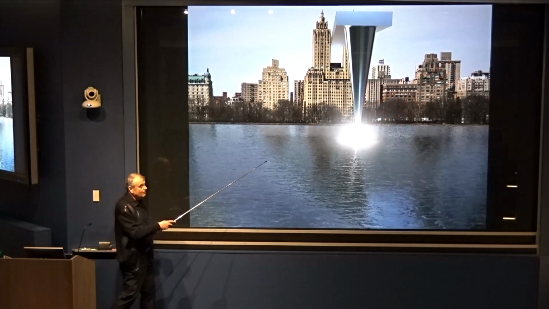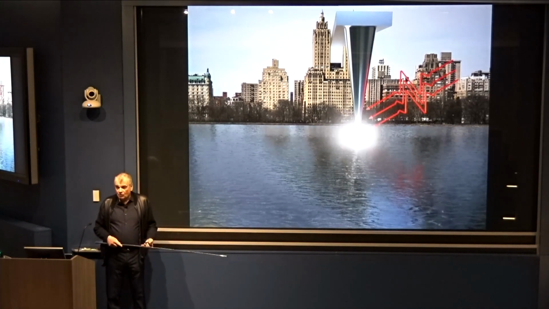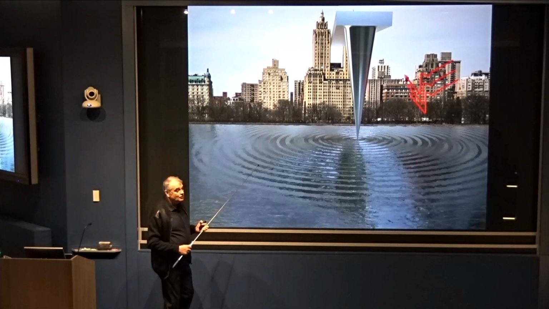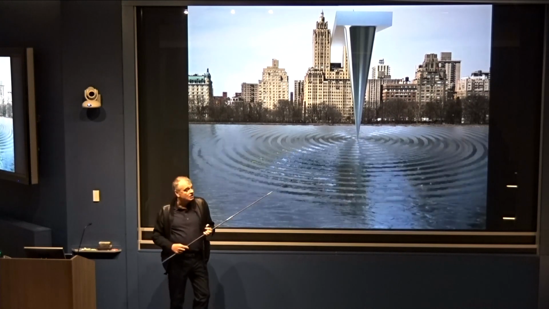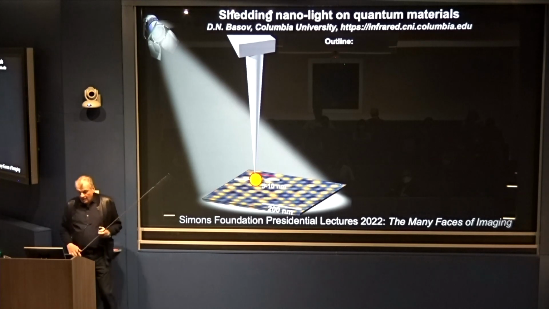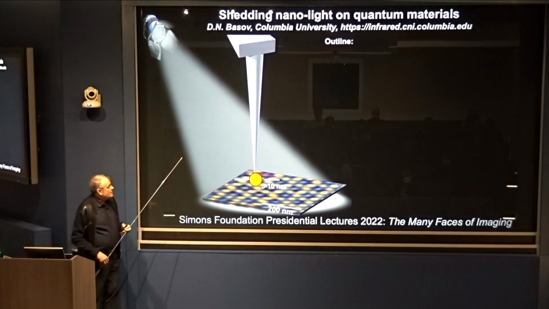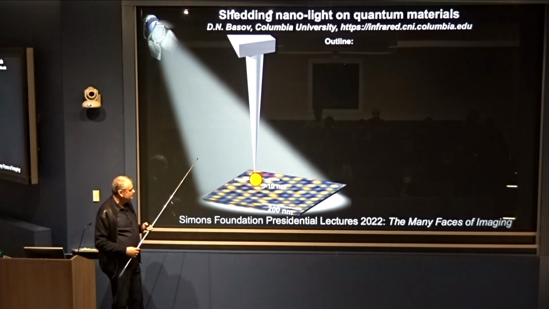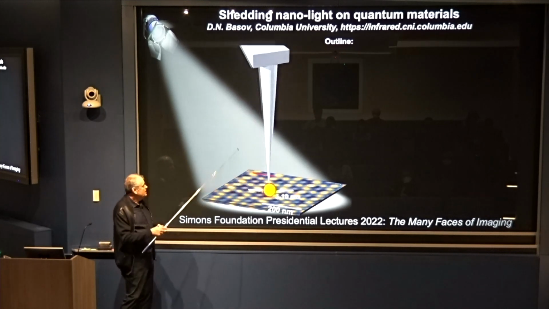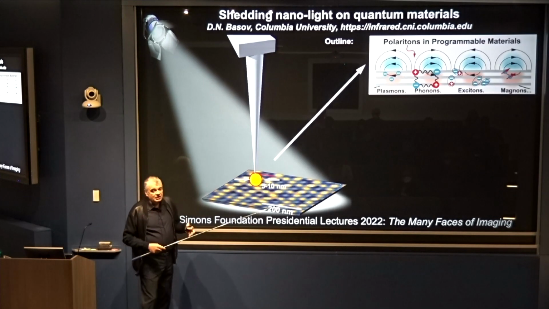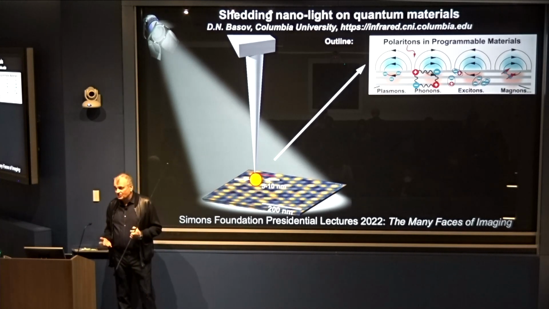You can learn a lot about water by studying waves on water. And what we are doing in our lab at Columbia is learning about electron fluids or excitonic fluids in materials by essentially visualizing the same type of waves. So this is the outline of my talk. I hope I gave you some flavor of what imaging is about. It's about this nanolight combined with scanning probes. But I'm yet to tell you about the up-at-night physics issues that we are trying to resolve with these methods.